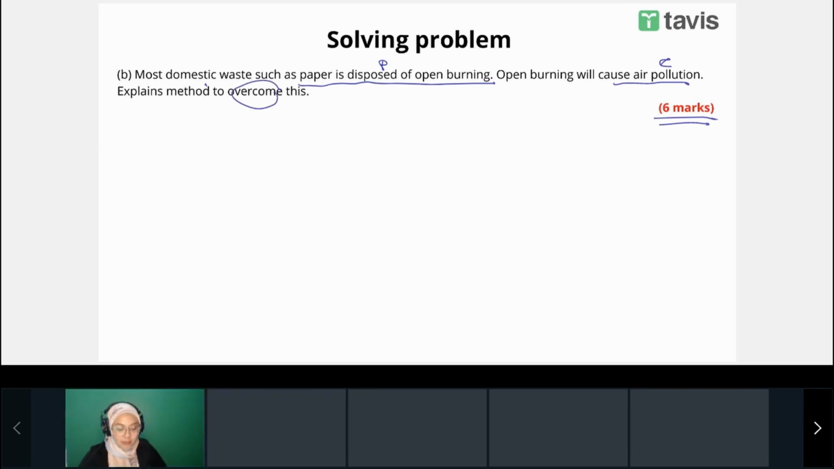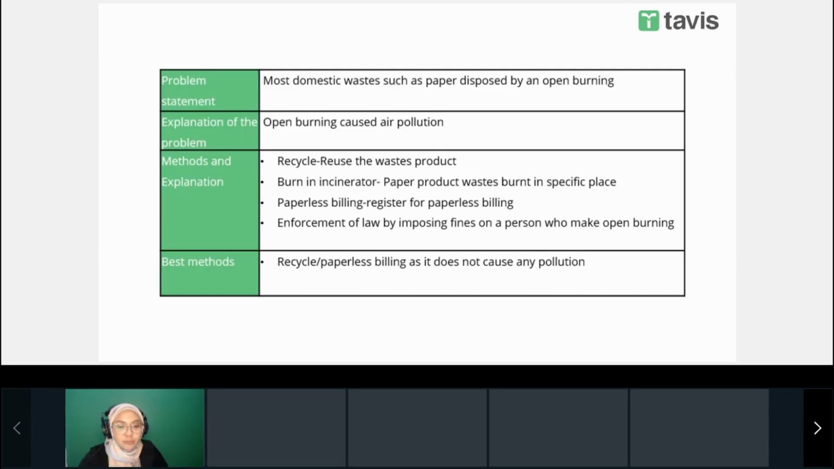How to overcome this problem? So you give your methods. You give 3 methods. And the last one, you give the best method. Okay. To do it, you can make either an essay or in a paragraph. You can make in a point form. But I would like to teach you one technique that guarantees you gonna get 6 marks, which is the tabulation data technique. You just make a table, 2 columns.